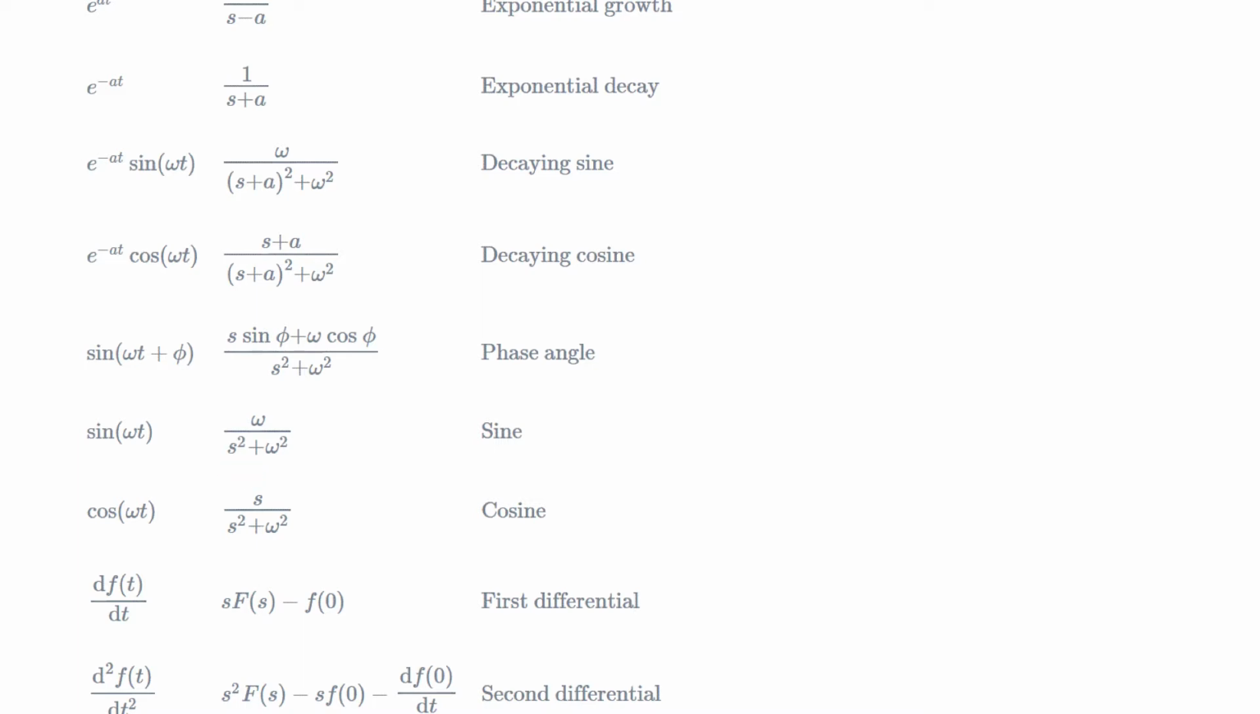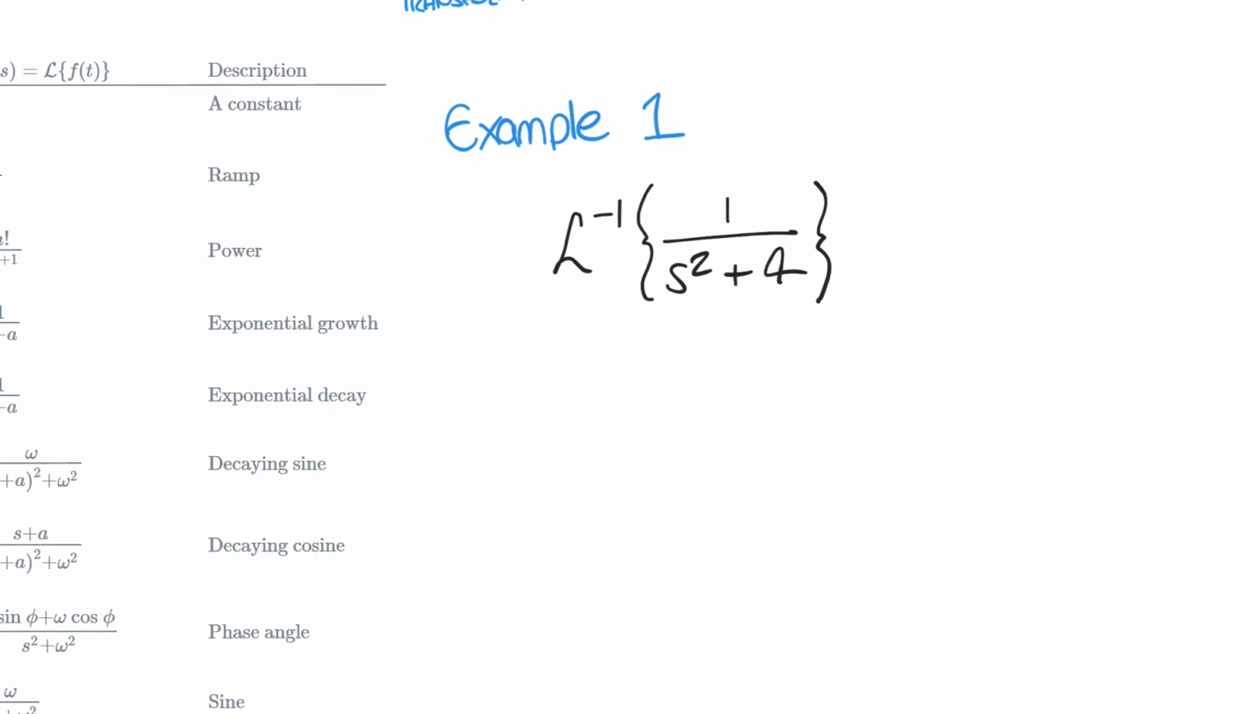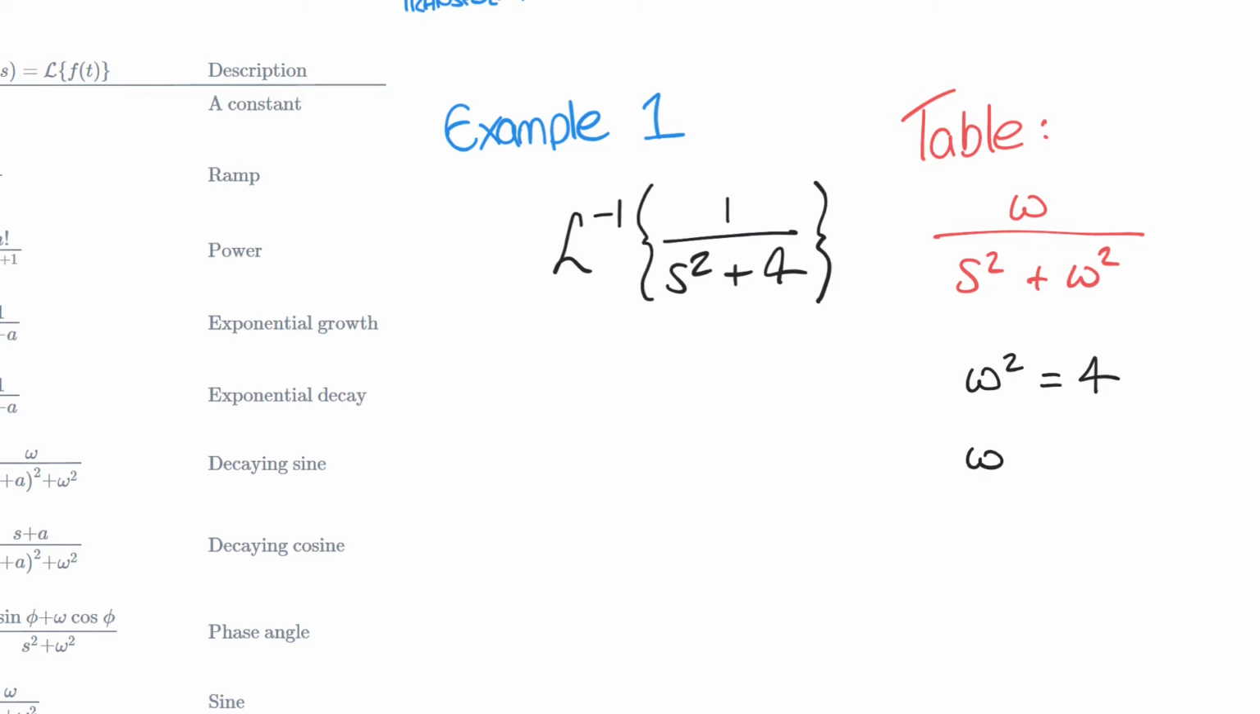And it's best maybe to look at these side by side. So here's our problem that we've been asked to apply the inverse transform. And here's the table entry for our sine function, omega over s squared plus omega squared. Now, assuming this is correct, and it seems to be the closest, we run into a problem here because on the bottom we have this number 4, which seems to correspond with omega squared. So that means that omega must be 2, because 2 squared is 4.